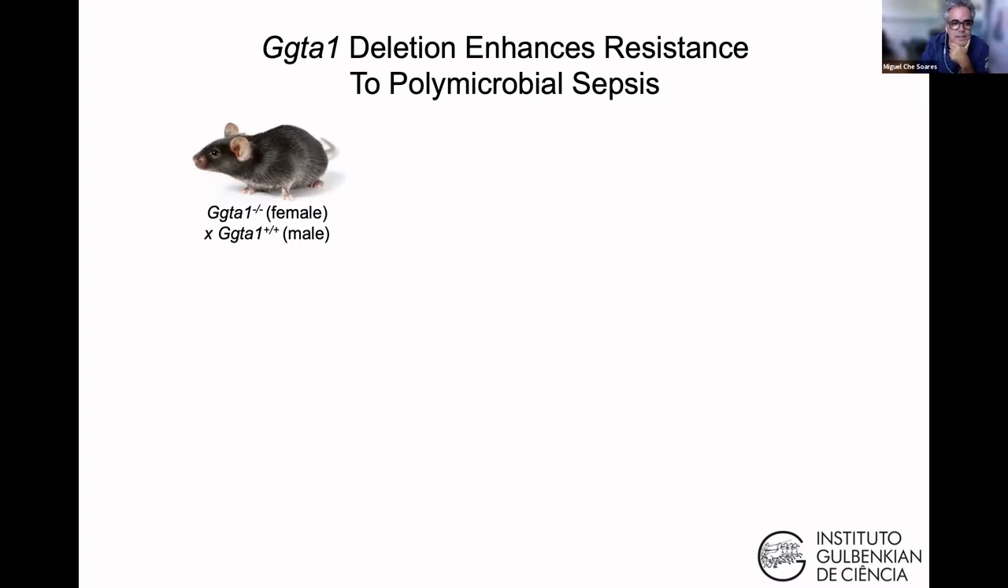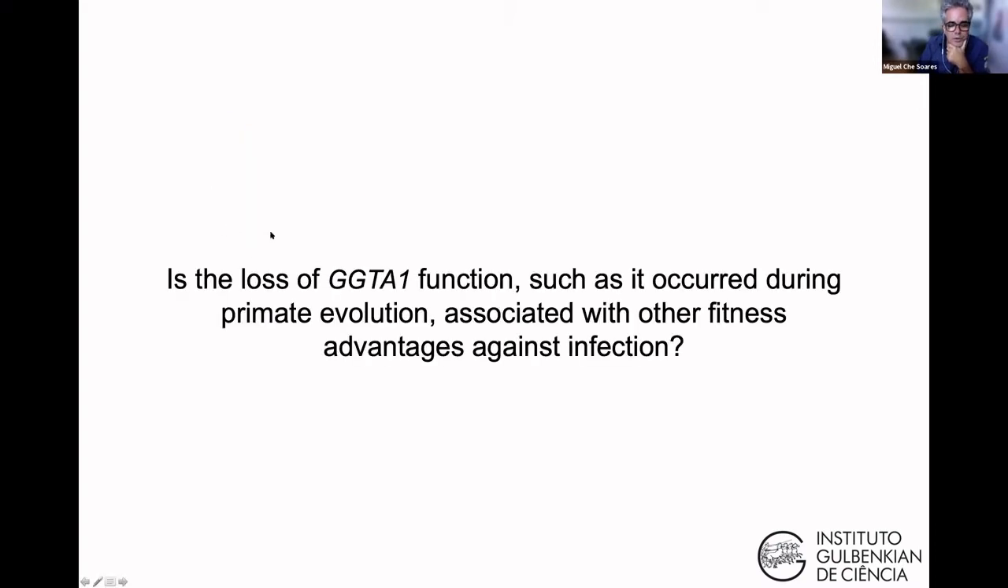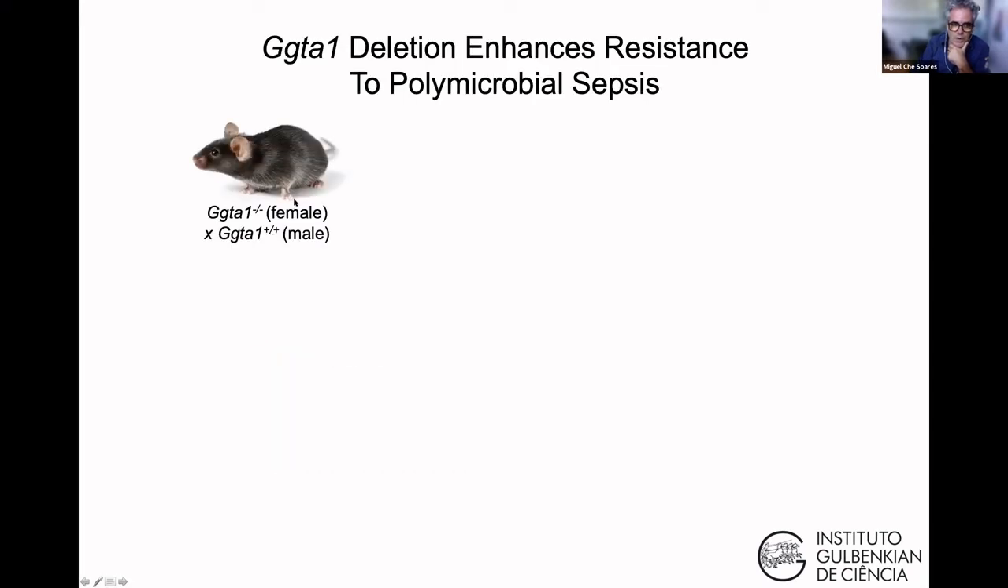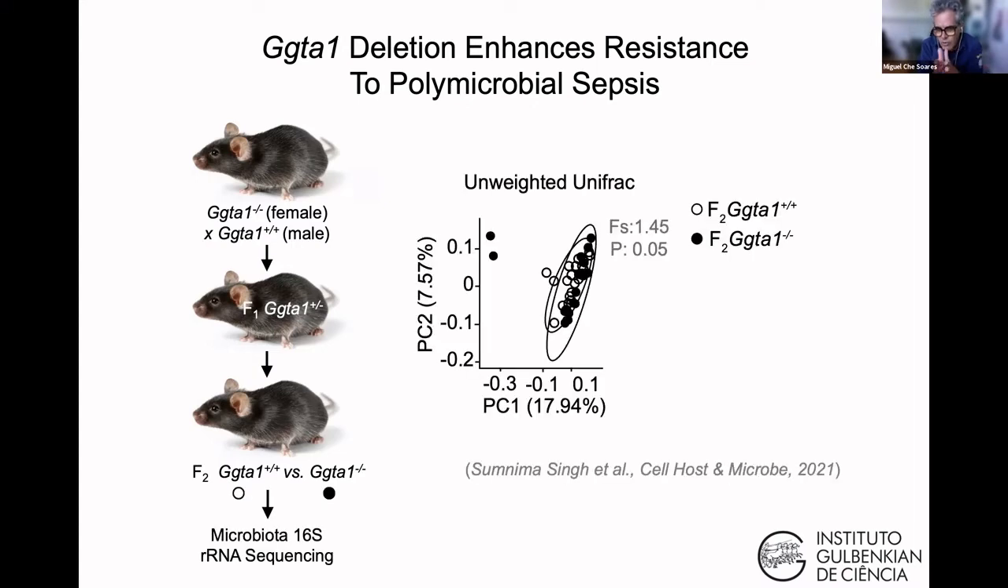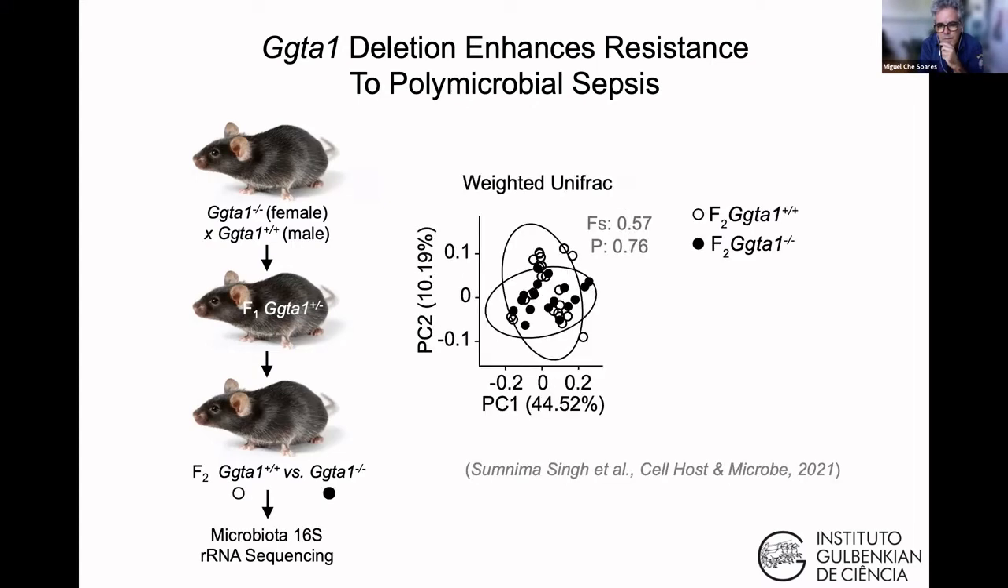So here we normalized the microbiota of these two genotypes, bringing the microbiota from a female GGTA1 knockout. We have F0, then we have the F1, and then we compare it in F2 onward. We verified that indeed they now normalized, both for weighted and unweighted UniFrac.